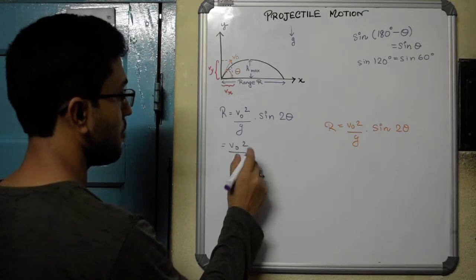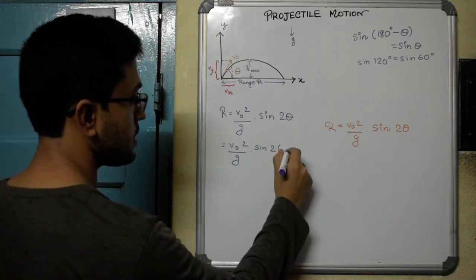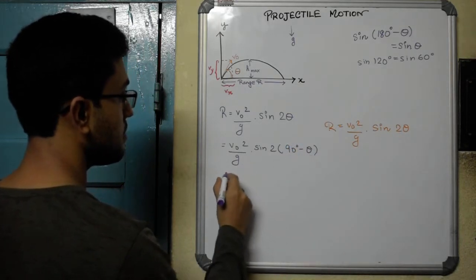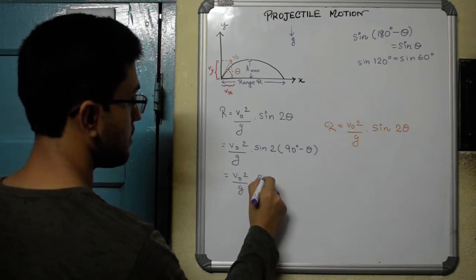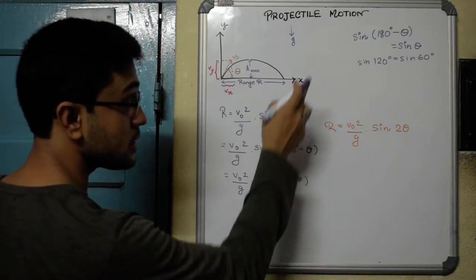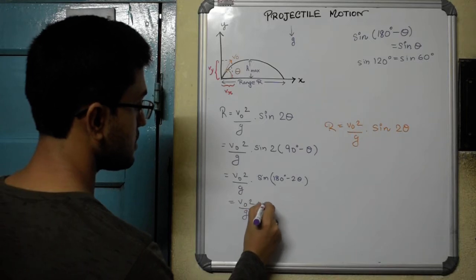So if I write this like this, instead of sine 2 theta, in place of theta I am writing 90 degrees minus theta. So what does this become? This becomes V0 square by G multiplied with sine of 180 degrees minus 2 theta, and using that one, therefore, this is the same as V0 square by G into sine 2 theta.